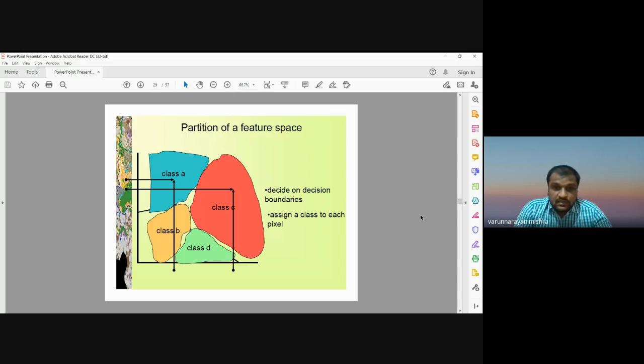So this is the way in which we can partition the feature space into different classes. The entire feature space, or entire information, can be grouped into different classes: class A, class B, class C, and class D. That is based on the decision boundaries, and then you have to assign the class to each pixel depending on their decision boundary. We may have the option to assign the class to each pixel in the feature space.